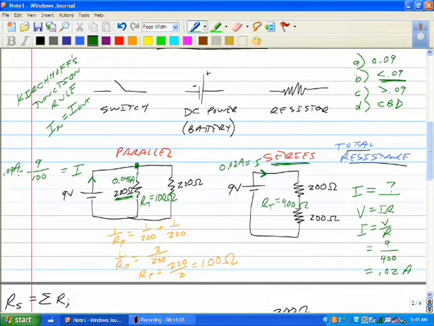So here's a junction right here, right? That's a junction. At that junction, the current in has to equal the current out. So this current in was 0.09, and you got two choices.